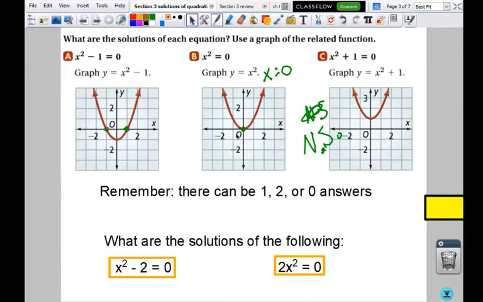So we're either going to go x equals 0, like this. This one we did in our last slide was x equals 1 and -1. And then this one was no solution.